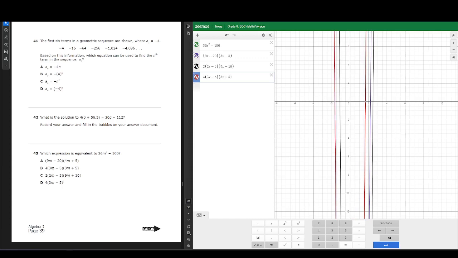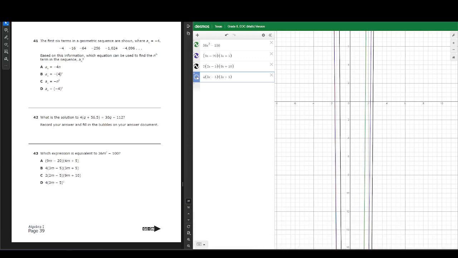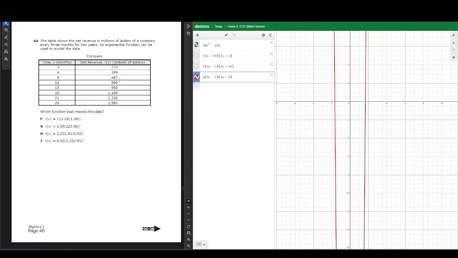plus 5. Okay, so the red one perfectly overlaps with the green. The purple one overlapped it on one side, but the red one perfectly overlaps it. So the second one, the 4 times 3m minus 5, 3m plus 5, is the correct answer.